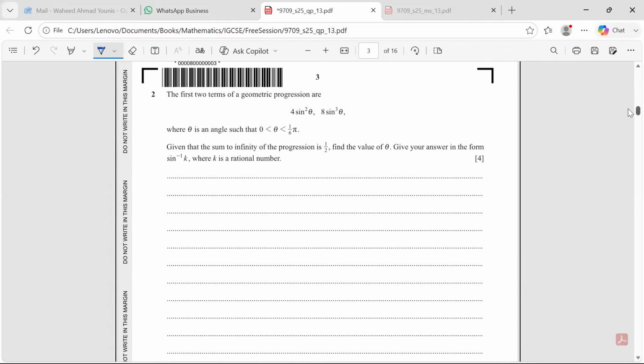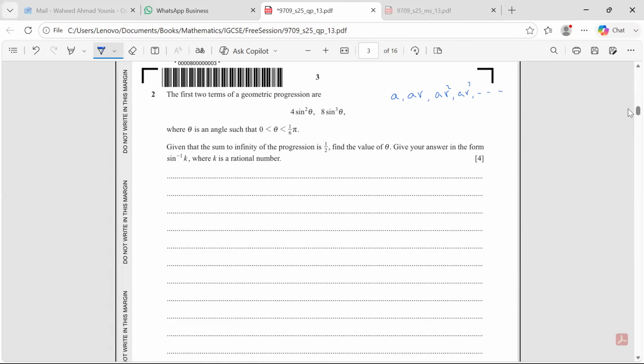Okay, next question, question number 2. The first two terms of a geometric progression. Remember, a geometric progression is given by a, you can write, right? And then ar, and then ar squared, and then ar cubed, and so on. So this a and ar are this term and this term.